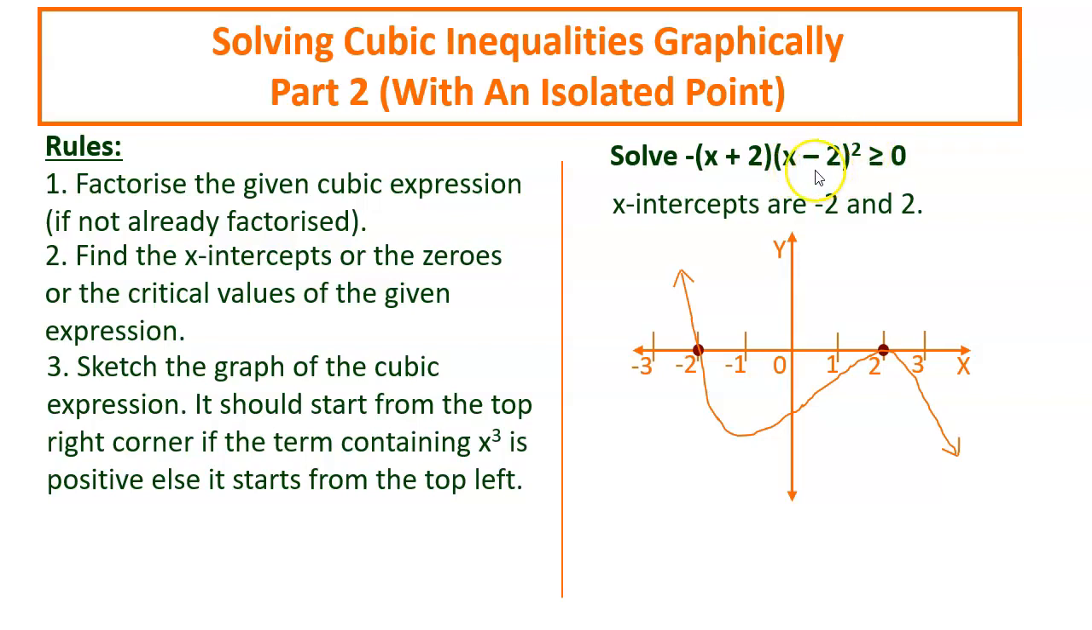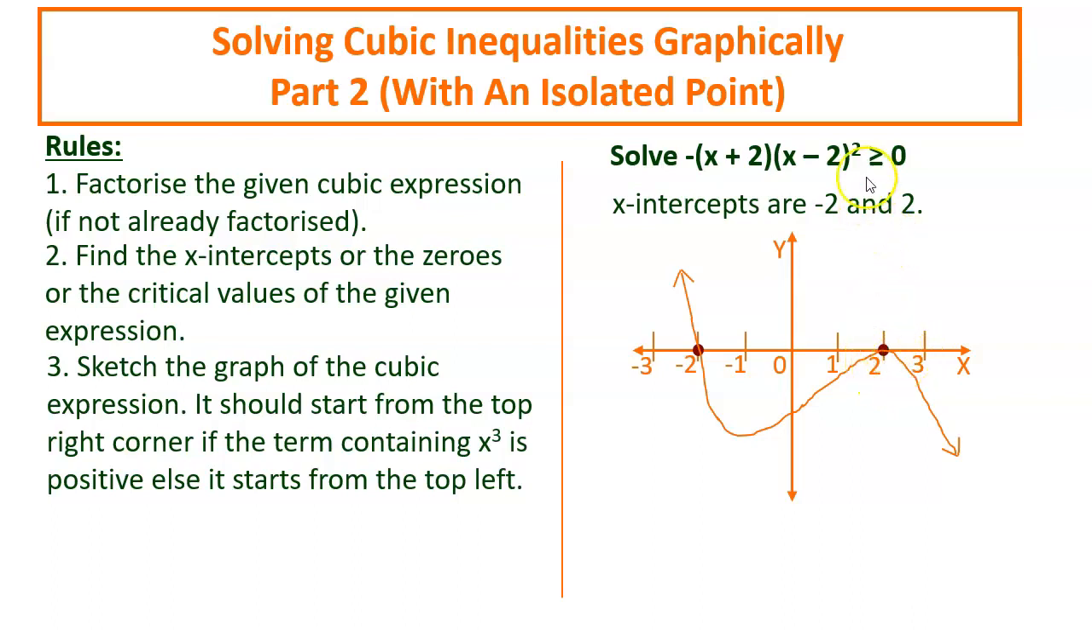When a linear factor gets raised to the power of 2 or 4, I'm not going into the higher power details. Just remember, if it is just a linear factor raised to the power of 1, that is a simple 1x plus 2 or anything raised to the power of 1, the graph will be crossing the x-axis at that point. And if a linear factor is getting raised to the power of 2, then the graph will not be crossing the x-axis, but it will rather be touching the x-axis at that point.